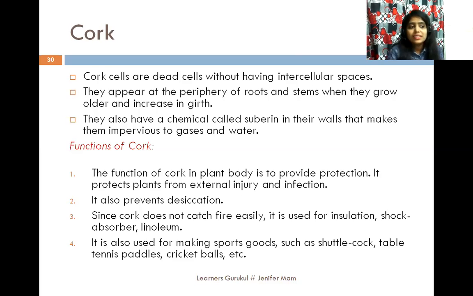Let's see some of the functions of cork. It provides protection to a plant from external injuries such as infections, and it also prevents desiccation. Since cork does not catch fire easily, it is also used for insulation, shock absorption, and linoleum. It can also be used in sports goods like shuttlecocks and table tennis paddles.